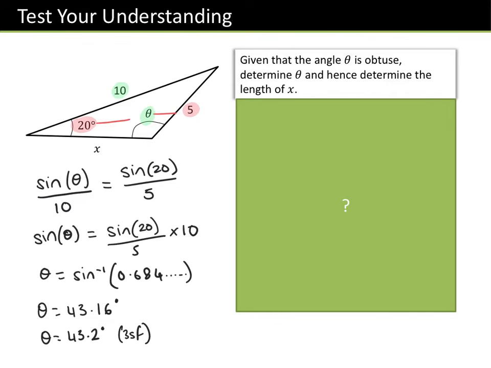But hold on a minute. Is 43 degrees an obtuse angle? Absolutely not, okay? It isn't. An obtuse angle is in between 90 and 180. So we actually need to find the other angle. Now, some of you, if you were in top set GCSE class, you will know about the sine, cos and tan graphs. For some of you, this may be a little bit new.